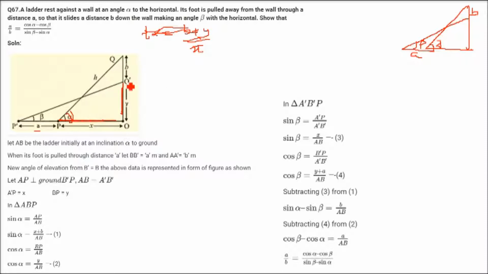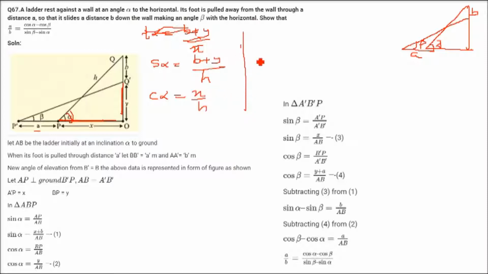We'll try to find out sin alpha. Sin alpha is what? Perpendicular upon hypotenuse. So this is perpendicular, B plus Y, upon hypotenuse, that is H. This is sin alpha. What is cos alpha? Base upon hypotenuse. Base is X, hypotenuse is H.